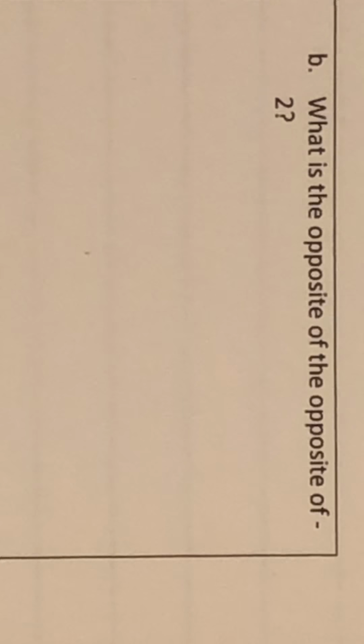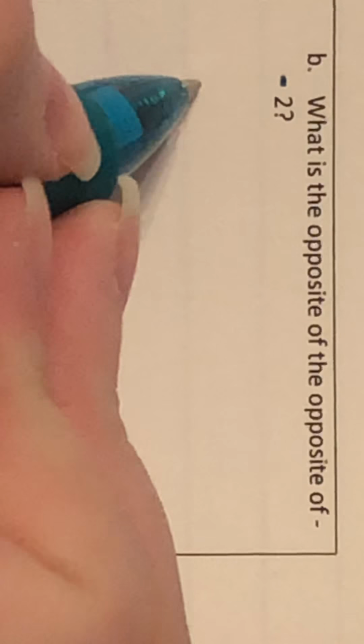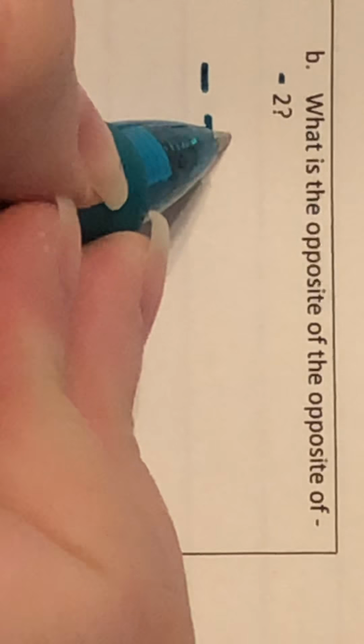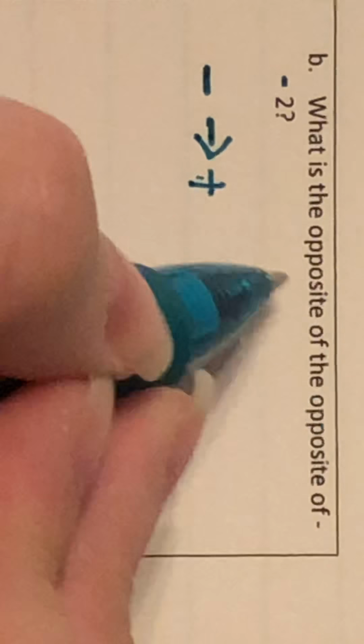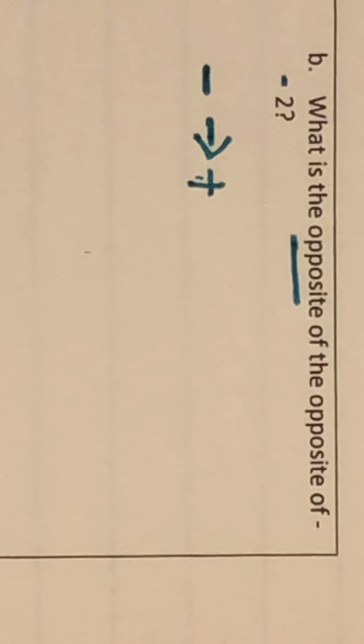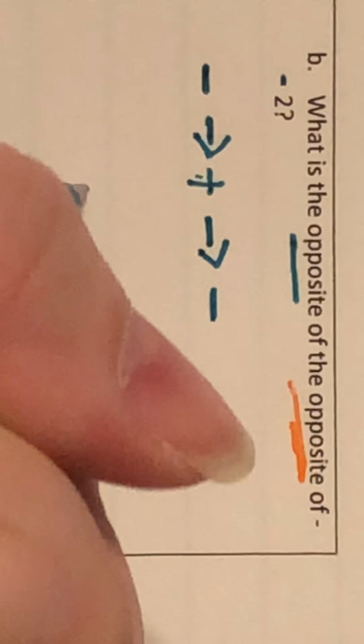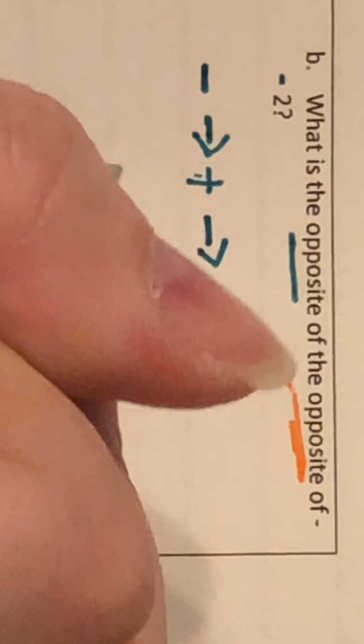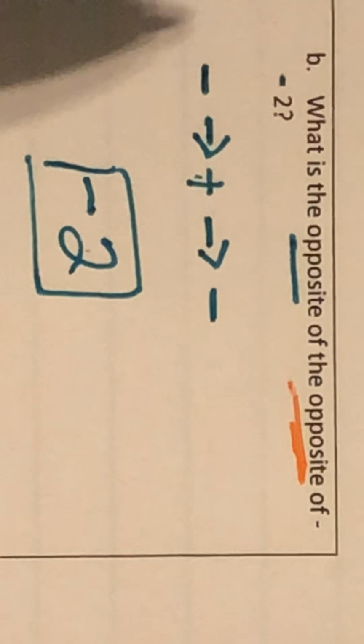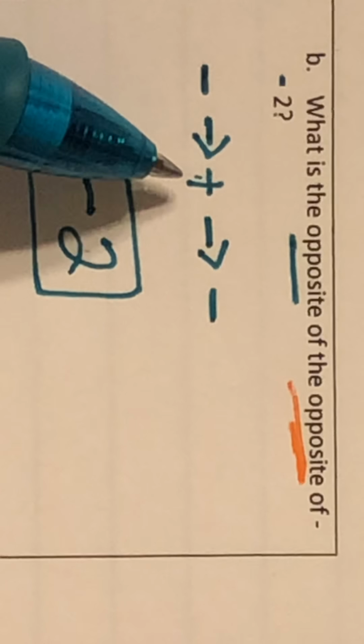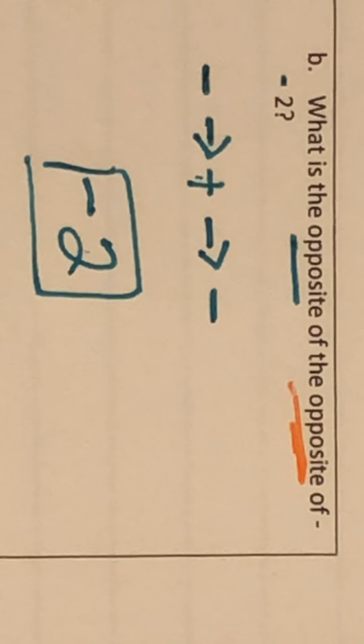Letter B says, what is the opposite of negative 2? So this minus 2 is right there, okay? So the opposite, so I start with negative. The opposite of a negative is a positive, so that's the first one. But there's two opposites, right? So from positive, I go back to negative. So my answer is going to be negative 2. The opposite of the opposite. Okay.